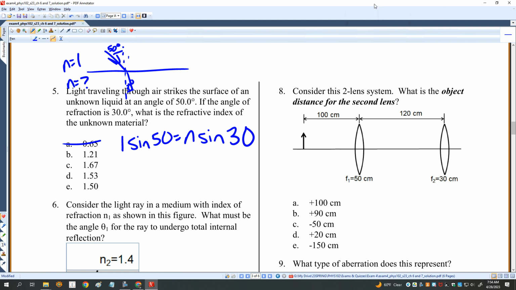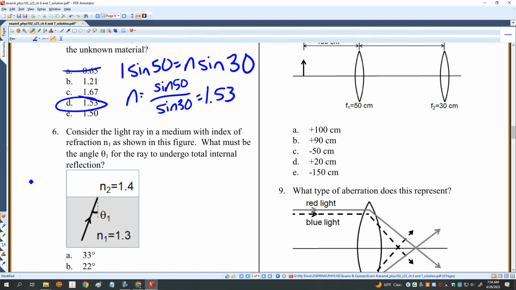And if I solve that, n is equal to sine of 50 over the sine of 30. Be careful when you're putting it in your calculator that it's doing the sine of 50 divided by the sine of 30. I get 1.53. So D is the right answer. Notice there are no units on index of refraction. It's a ratio of two values, two speeds, in fact.